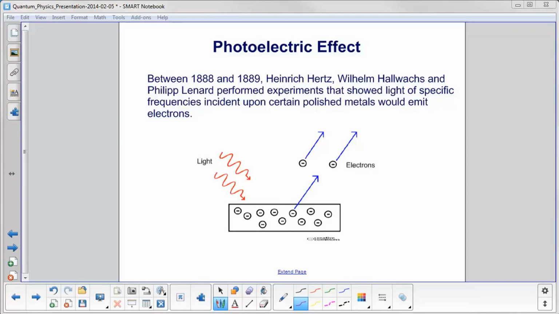Between 1888 and 1889, Heinrich Hertz, Wilhelm Hallwachs, and Philipp Lenard performed experiments that showed light of specific frequencies, over here you can see the light, shown as waves, that was incident upon certain polished metals. Here's the metal, and this represents the electron sea, the electrons that are shared between all the different atoms in the metal. And at times, when light of a specific frequency hit this, electrons were emitted from the metal.